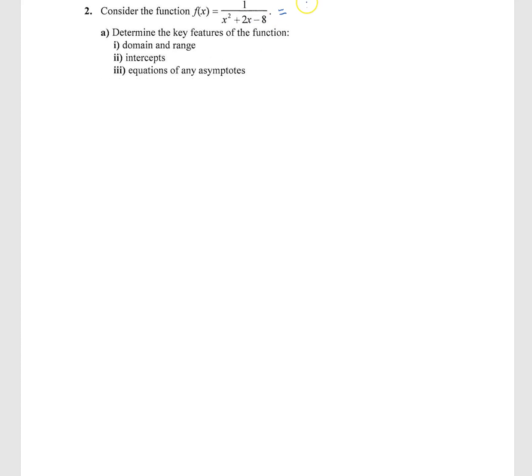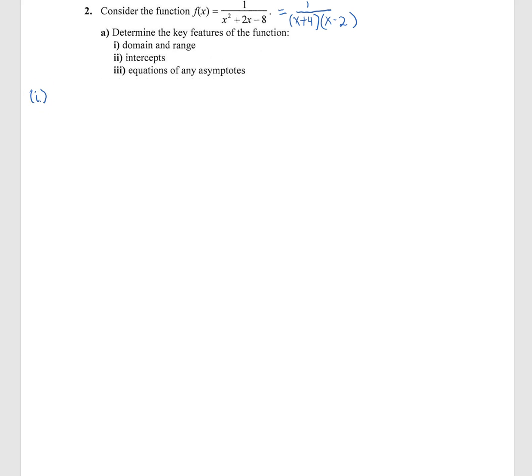So when we factor the bottom, we want something that multiplies to −8 and adds to +2. So that's going to give us (x + 4)(x − 2). 4 times −2 is −8, and 4 plus −2 is +2. So now we can look at this to determine our domain. So that's part 1.